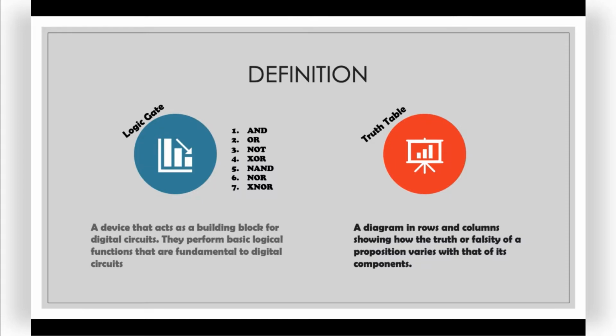Next, we move to truth table. Truth table is a diagram in rows and columns showing how the truth or falsity of a proposition varies with that of its components. That's all for introduction. Next, we go to part A.